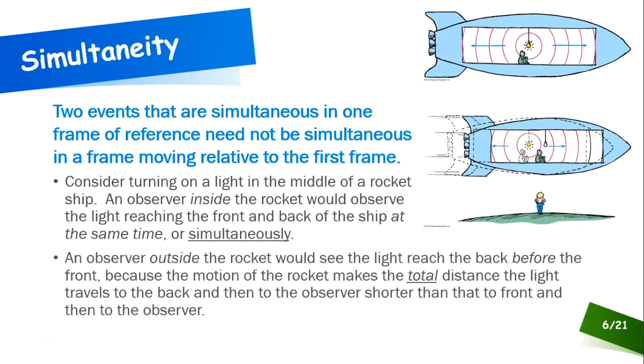Now let's consider that same rocket ship, but now we're going to change our frame of reference to someone who's standing outside the rocket ship. Now, the light that comes from the back of the ship is going to reach the observer at a different time than the light from the front of the ship, because the rocket ship is actually in motion. So the total distance the light travels to the back and then to the observer is going to be shorter than it is to go to the front and then back to the observer.